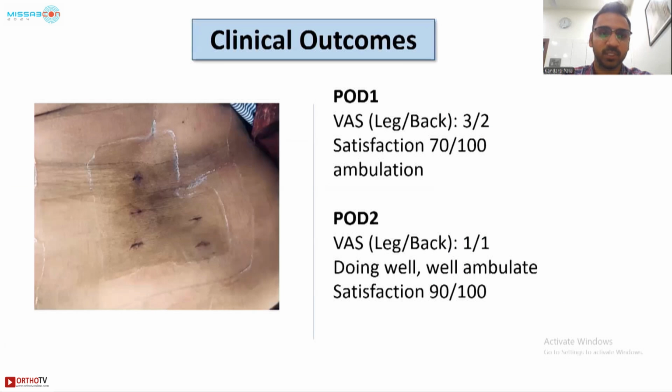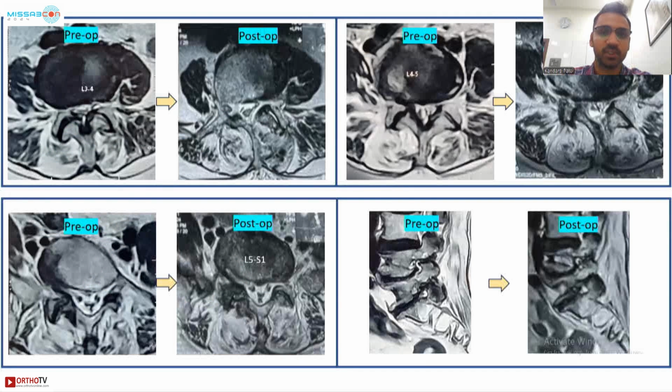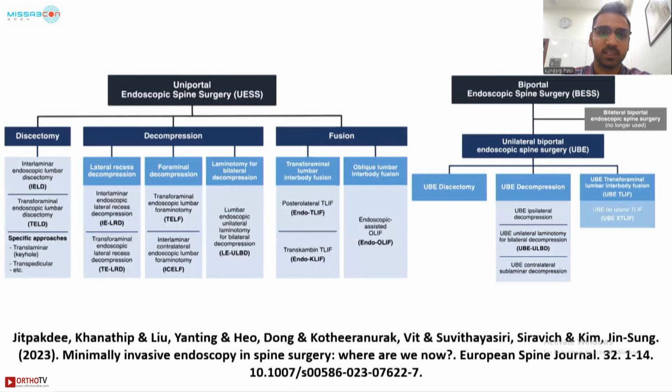So these are the post-op clinical images, and post-operatively the patient improved and is doing well. And these are the post-op radiological images showing adequate decompression. So this is a recent literature in which we can see that endoscopic spine surgery can be utilized for discectomy, decompression, and nowadays also with fusion.